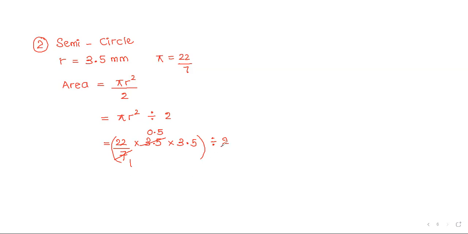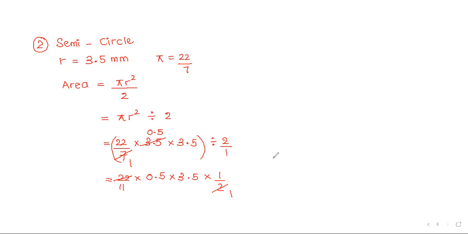Now this division by 2 over 1 can be written in a different way. How can I write it? I write 22 multiplied by 0.5 multiplied by 3.5 and multiply by 1 over 2. When I convert the division into multiplication, I take the reciprocal. So then 2 times 1 and 2 times 11.